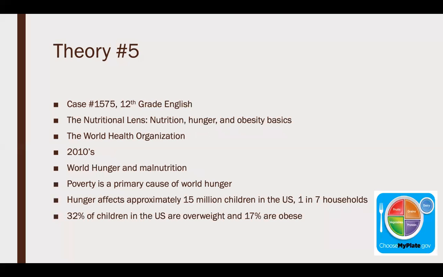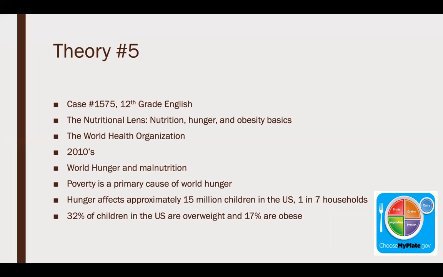Now I will talk about one of the nutritional lenses: nutrition, hunger, and obesity basics. This lens was put out by the World Health Organization in 2010 and explains the impact of nutrition, hunger, and obesity on student academic performance. They define world hunger as the want or scarcity of food in a country at the world level. Malnutrition is the condition that develops when the body is deprived of vitamins, minerals, or other nutrients it needs to maintain healthy tissues and organ function.